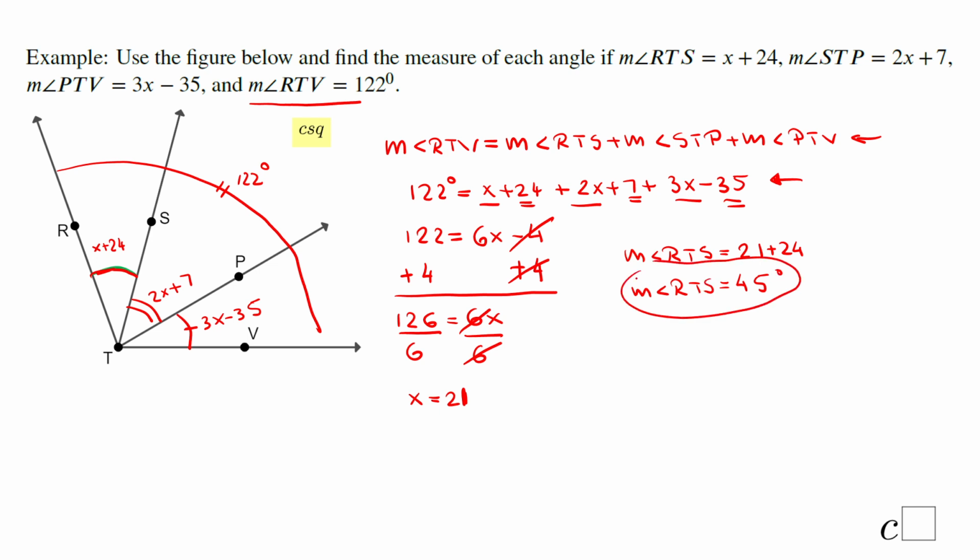Okay, let's move to the next angle. The angle STP. The measure of angle STP, if you take a look, it's 2x plus 7, so that will be 2 times 21 plus 7. So 2 times 21 is 42, plus 7, 49 degrees.